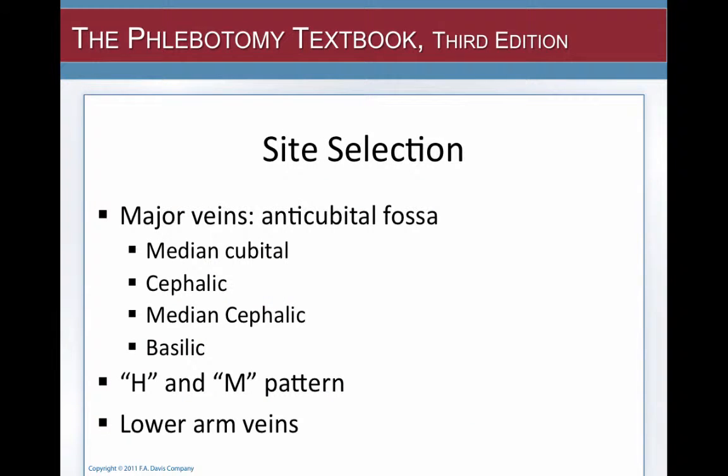For the site selection, you look for major veins, the antecubital fossa. That's usually the part in the crook of the elbow, the inside of the elbow. You have the median cubital, the cephalic, the median cephalic, and the basilic. The veins tend to make an H or an M pattern, and I'll show you that on the next slide.